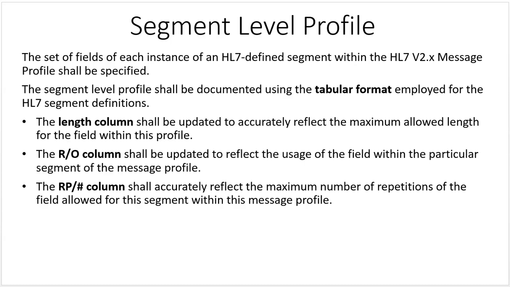The length column shall be updated to accurately reflect the maximum allowed length for the field. The RO column shall be updated to reflect the usage of the field within a particular segment of the message profile. And the RP column shall accurately reflect the maximum number of repetitions of the field allowed for this segment. So you have a message level profile that basically tells you all about the segments. Then you have a segment level that basically tells you all the rules for each of the fields.